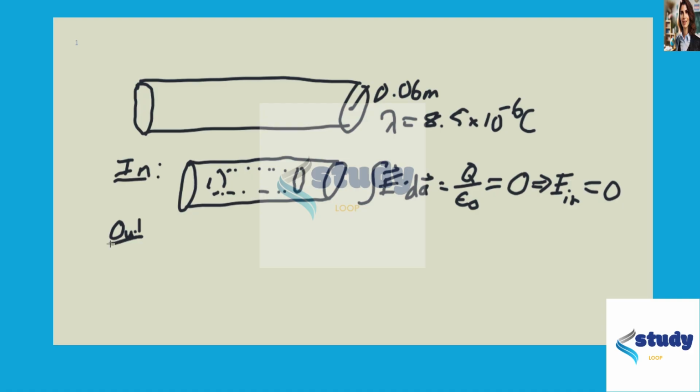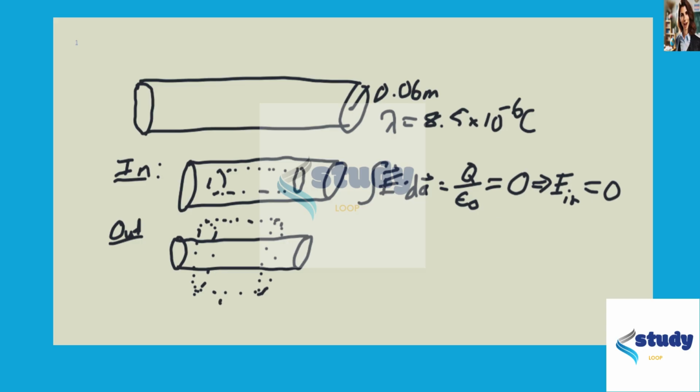Now we do outside of the cylindrical shell. So we have our cylindrical shell, and remember with Gaussian surfaces, we always want to exploit symmetry. So we just have a symmetric cylinder that goes around our cylindrical shell. We'll say that it has length L. Our Gaussian surface will have radius R. And then on this, the electric field is pointing radially outward everywhere.